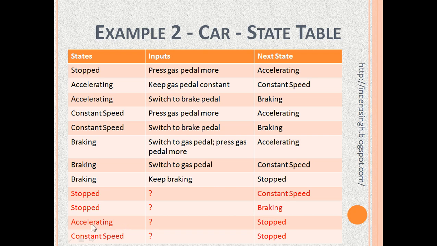From the accelerating state, we cannot change to the stopped state. This means no matter how fast or slow the speed of the car is increasing, we can never stop it by using the gas pedal. Also from the constant speed, we cannot change to the stopped state, because this would involve directly jumping from constant speed to a stopped state, and this happens only when there is an accident, when the car stops suddenly.